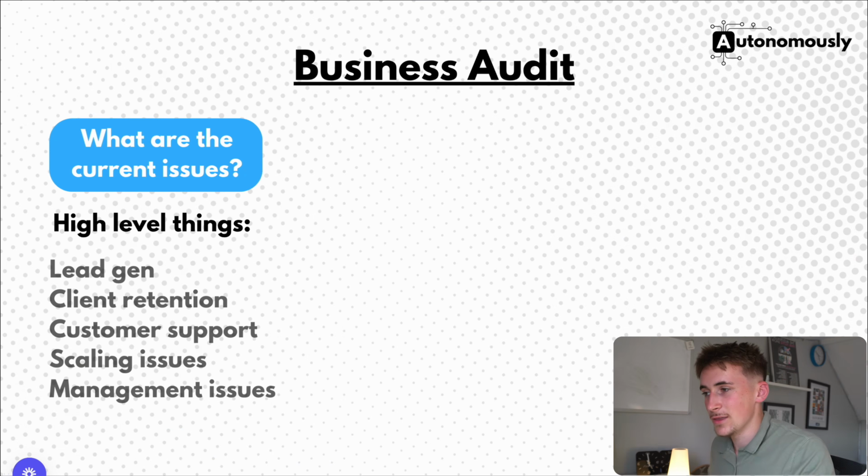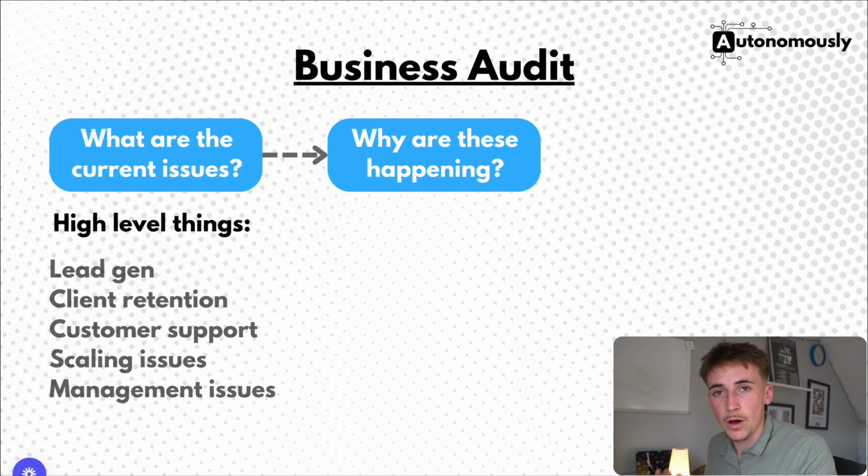So I'm sure most of you know, if you run a business or if you talk to business owners, pretty much every business has one of these problems or a similar problem like this: either lead gen, client retention, customer support, scaling issues, management issues. So the first step of the business audit is just identifying what the actual general issues are in the business. And then the next step is, why are these happening? They all happen for a reason, so why are these happening?